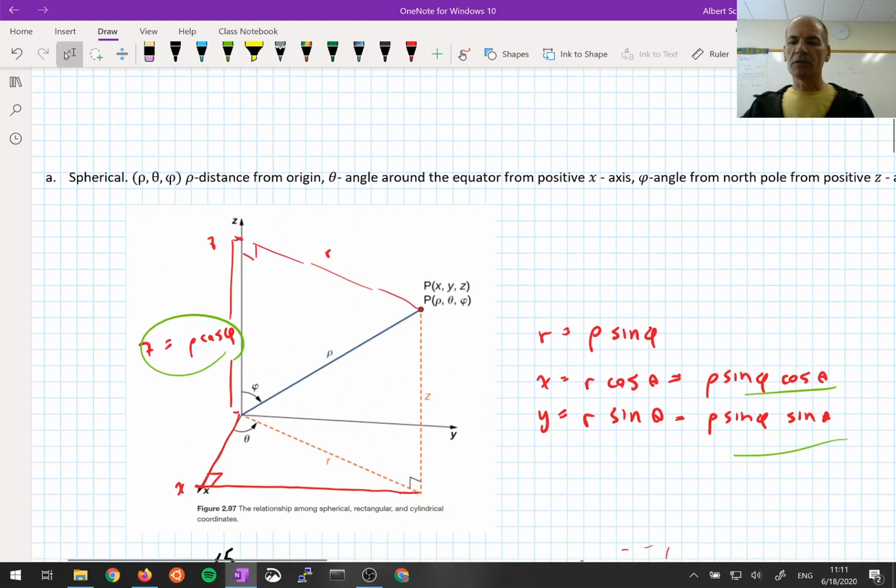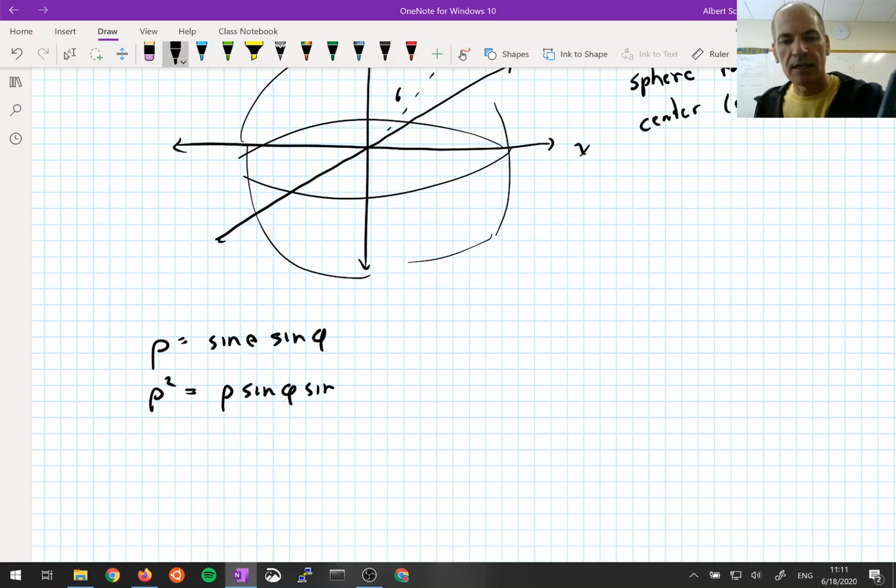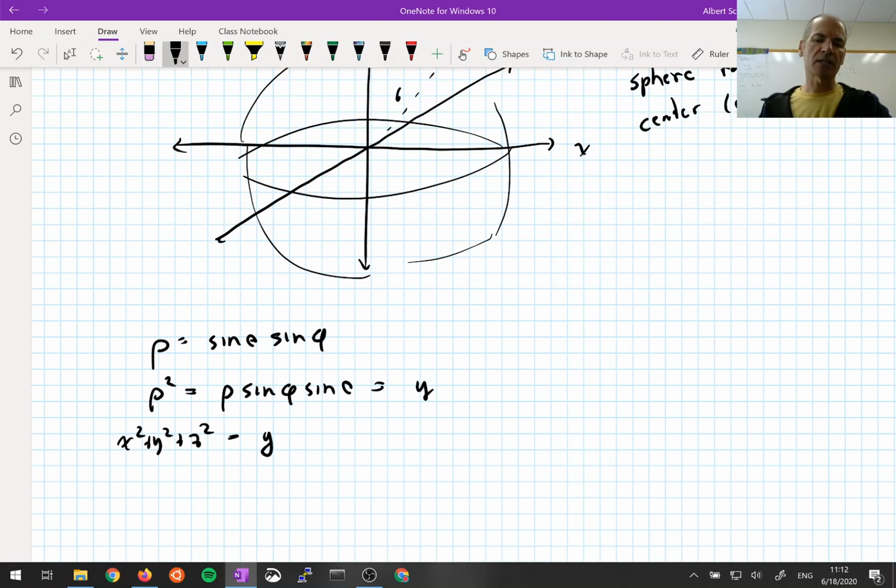Going back up to these formulas, this looks a lot like the y thing, but we're missing the rho. So rho equals sine phi sine theta. I can get to that if I want, just as an experiment. I can multiply both sides by rho, and I'll get rho sine phi sine theta, which I immediately recognize as being y. And on the left-hand side, I immediately recognize x squared plus y squared plus z squared. So now I have the Cartesian equation, x squared plus y squared plus z squared equals y.